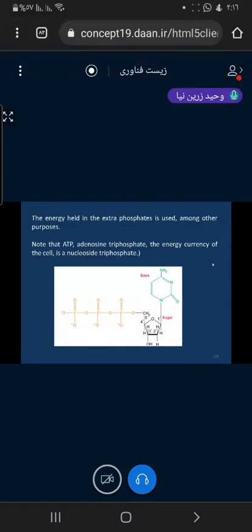As you see in this slide, the nucleotide is a compound of three phosphate groups. Therefore, each nucleotide comprises three phosphate groups. The energy held in the extra phosphate is used among other purposes. ATP, adenosine triphosphate, the energy of this is nucleoside phosphate. Okay, please write everything on this slide.